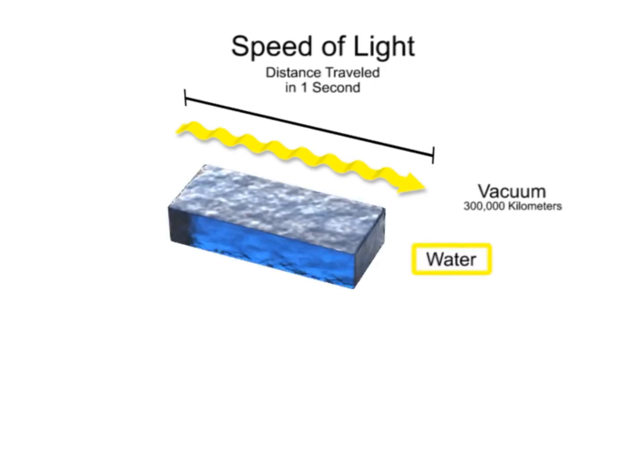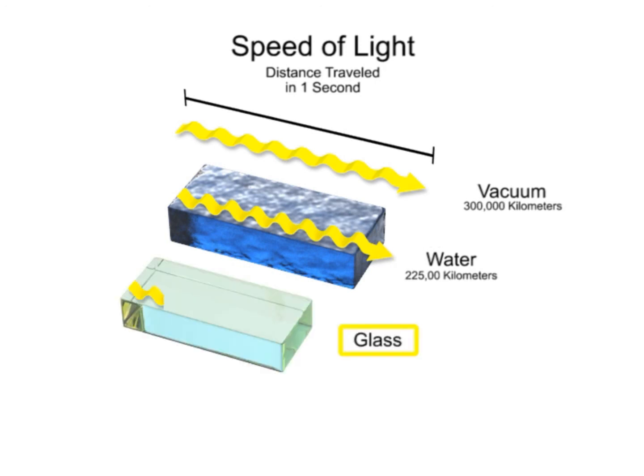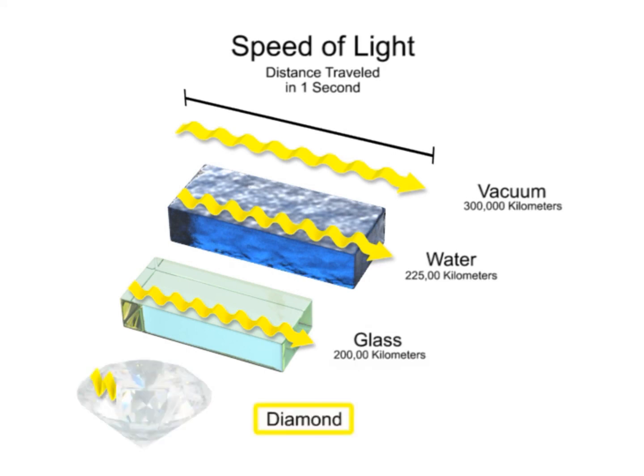In water, light travels at about 75% of its speed in a vacuum, or 225,000 kilometers per second. In glass, light travels at 67% of its speed in a vacuum, so the light speed is 300,000 times 0.67, or about 200,000 kilometers per second. Light travels very slowly through a diamond at about 41% of the speed of light, or 125,000 kilometers per second, which is less than half the speed of light in a vacuum.